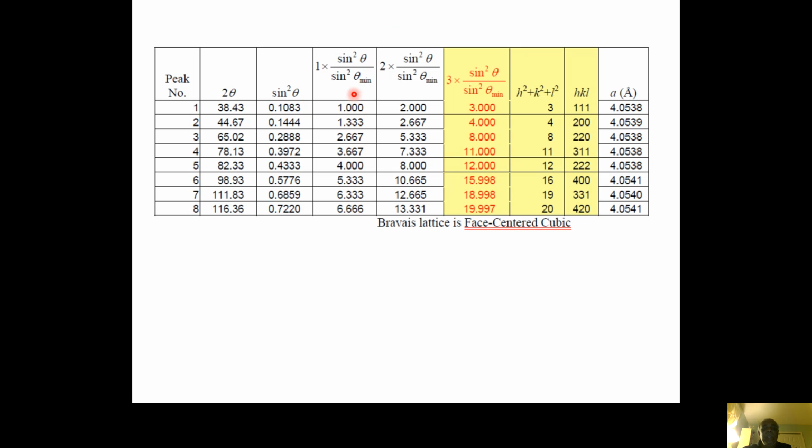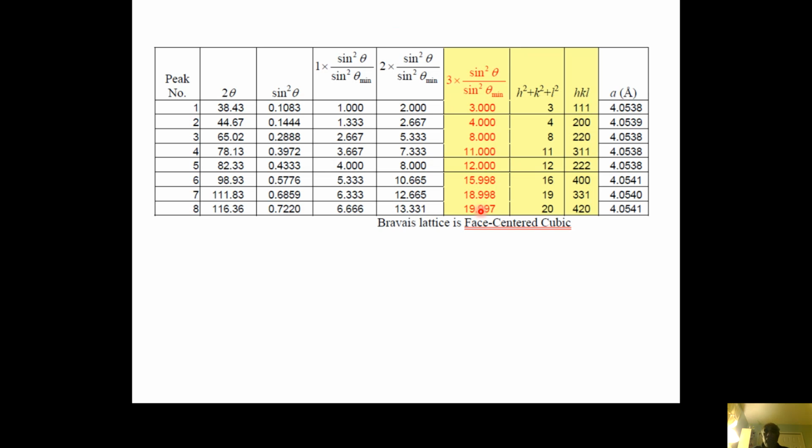This one, I don't see any order, right? This is very random. So then what I do is this one. This is almost multiplied by 1, right? Now I'm going to multiply by 2. If I multiply by 2, this becomes 2, 2, and see, still I don't see any pattern, right? Now I'm going to multiply this by 3. 3 times this one, then I get 3, 4, 8, 11, 12, 14, 16, 19, 20.